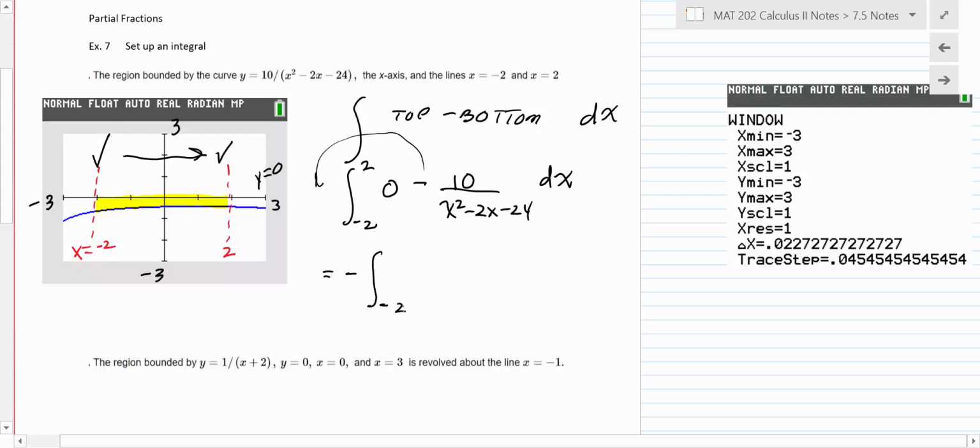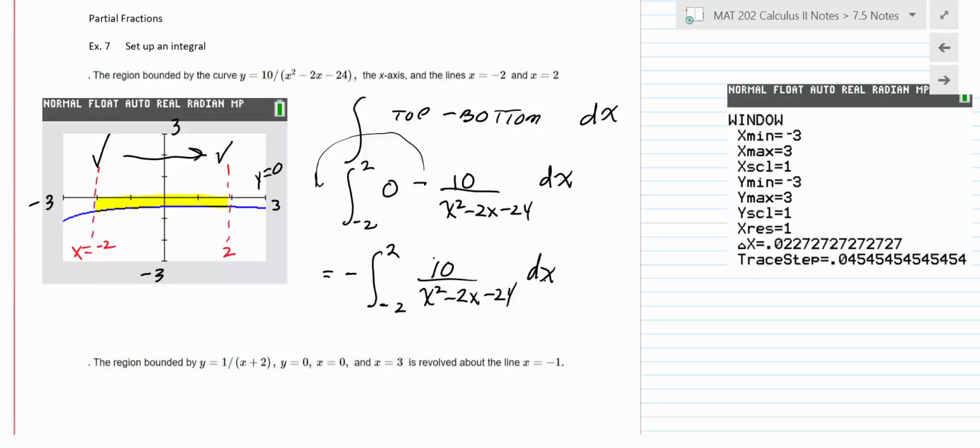I'd have negative integral, -2 to 2. You can even take the 10 out if you want to. Doesn't really make that much difference. I'm just going to leave it in because I'm going to do this mostly numerically anyway. So anyway, that would be the integral that you would do. Okay? Does that make sense? Does that look like something you've remembered how to do in this class?